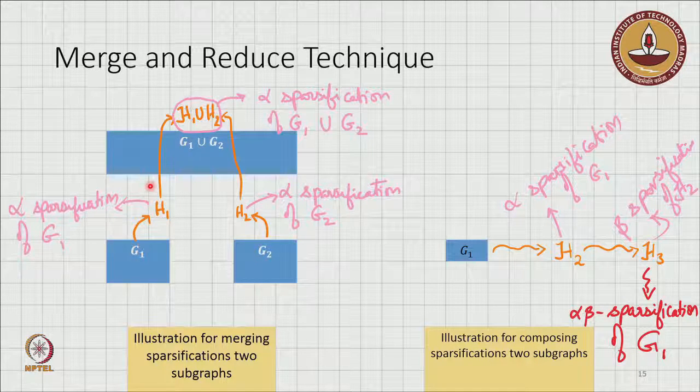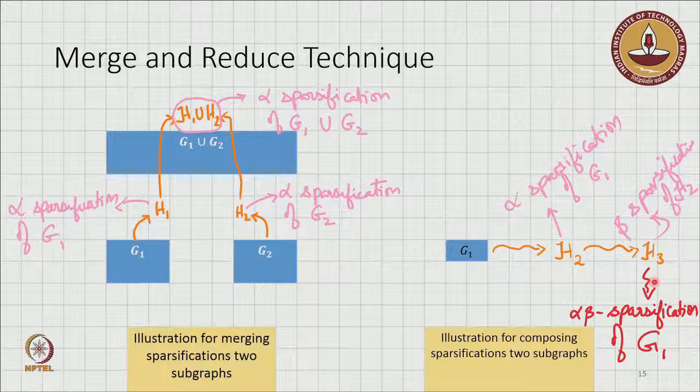The second interesting property that we're going to take advantage of is composing multiple sparsifications. Okay. So let's say you start with a graph G1 and you construct an alpha sparsification of G1, which we'll call H2. Okay. And then let's say you further sparsify H2 to get H3, and this is a beta sparsification of H2. So you take H2, you sparsify it further and you get a beta sparsification of H2, and let's call that H3.